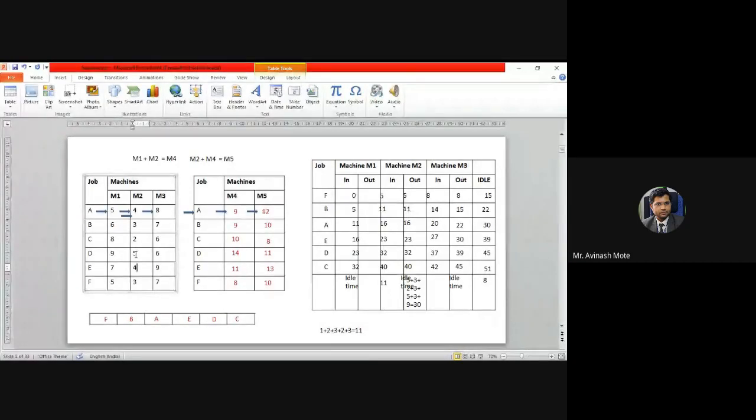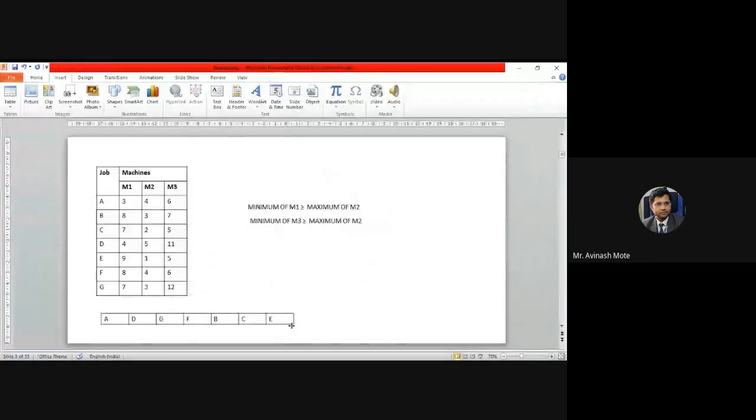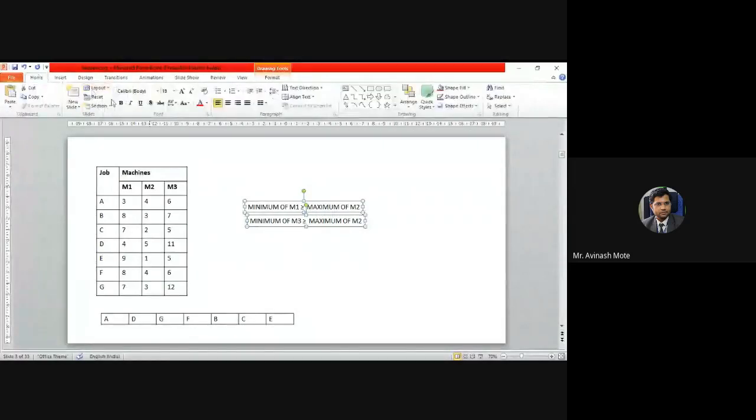Okay. So whenever you have to solve the three machines problem, first ensure that one out of these two conditions must be satisfied. Okay, so minimum of M1 or minimum of M3 must be greater than or equal to maximum of M2. As a dusra meaning kay jala, all the values of M1 or M3 must be greater than all the values of M2. Okay, summarize karay jala tar, M2 will be lesser than M1 and M3. Simple. M2 will be lesser than M1 and M3.